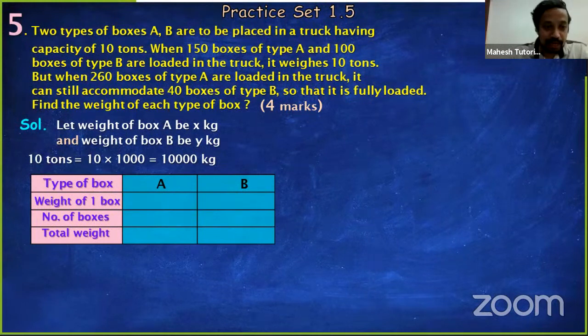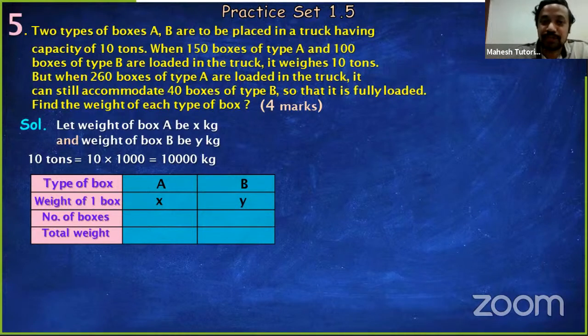Now, students, look at the second heading in the table, weight of one box. We are very well aware that the weight of one box of type A is how much? x kg. All right. For type B boxes, the weight of one box, we have assumed it as how many kg? y kg. All right. Moving further.